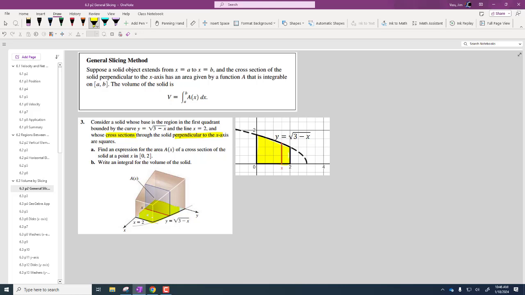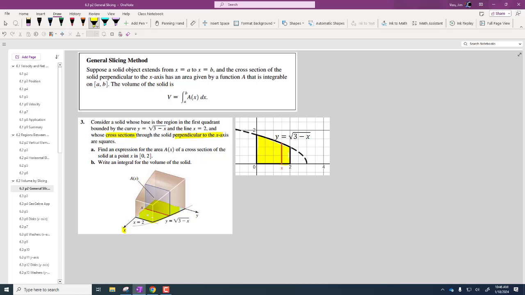But then they could be perpendicular to the x-axis or perpendicular to the y-axis as well. So they're certainly perpendicular to the base. But then we have to decide, okay, well, what's the orientation of that cross-section? Is it perpendicular to x or parallel to x? Is it perpendicular to y or parallel to y? So they're telling us that it's going to be perpendicular to x.